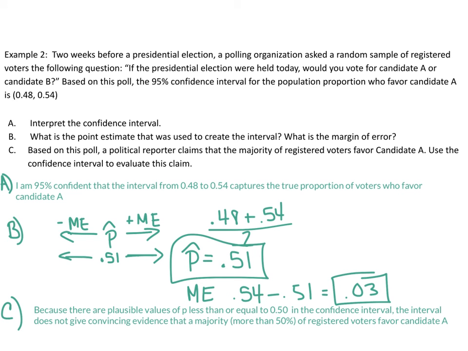So when I look at this interval, think about majority. Majority is more than 50%, and this interval includes values less than 50%. So because there are plausible values of p, or true proportion, less than or equal to 0.50 in the confidence interval, the interval does not give convincing evidence that a majority, which I'm stating is more than 50%, of my population of registered voters favor candidate A.